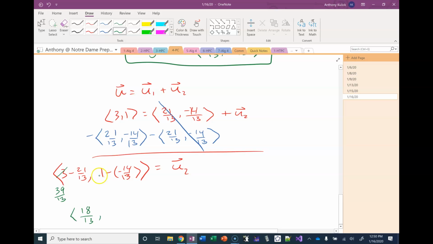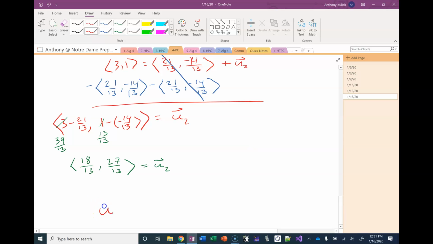And then similarly, to do 1 minus a negative 14 over 13, again, we need a common denominator. Hopefully it's not hard to see that that's going to be 13, so 1 becomes 13 over 13. And 13 minus a negative 14 is the same as 13 plus 14. So I'd have 27 over 13. Okay. Is everybody okay there?